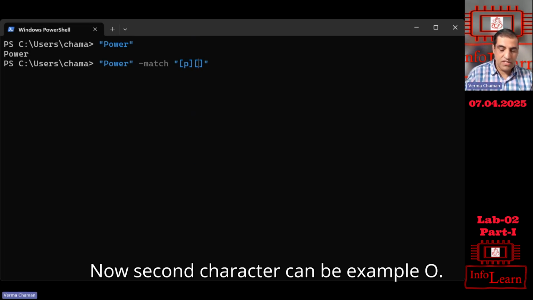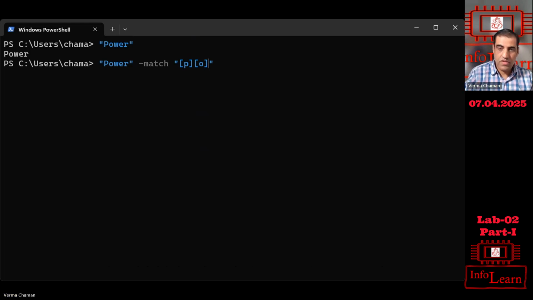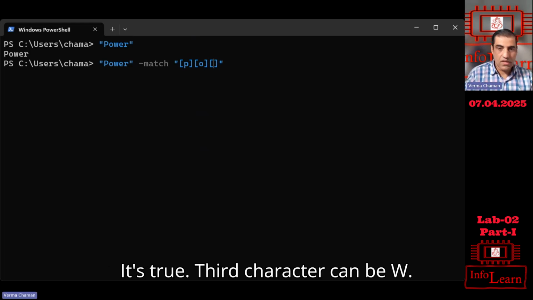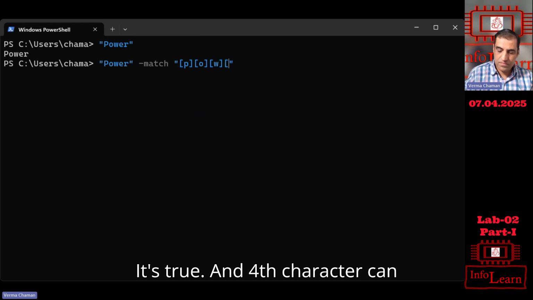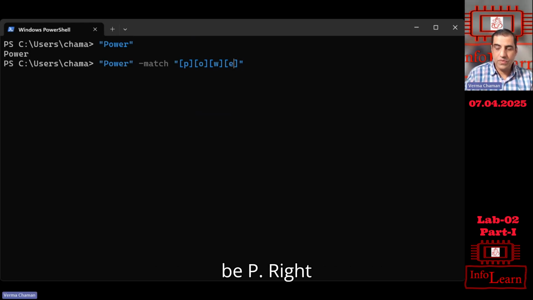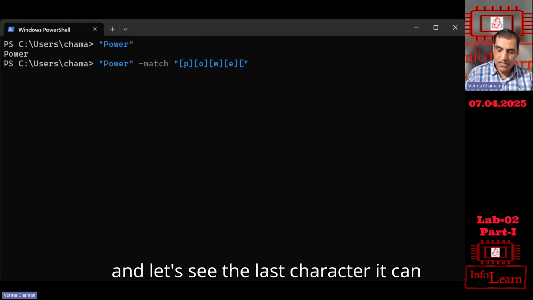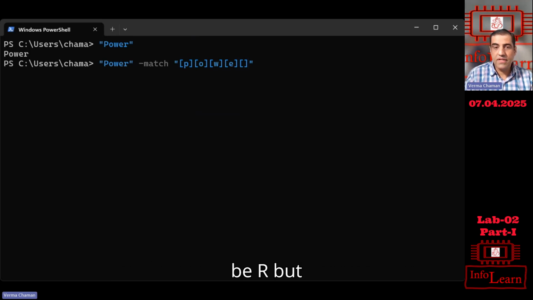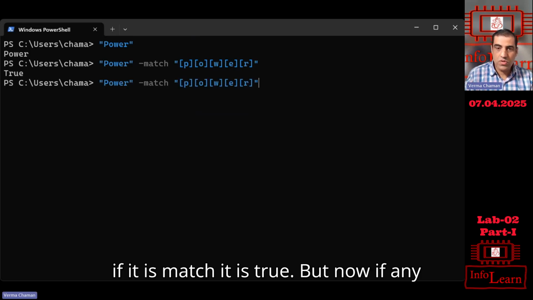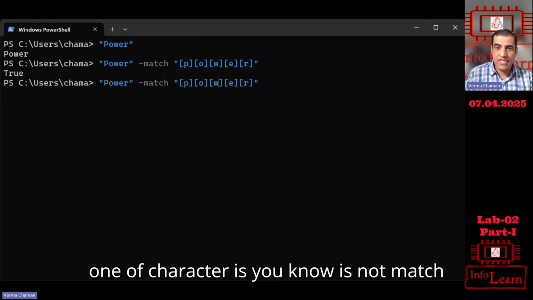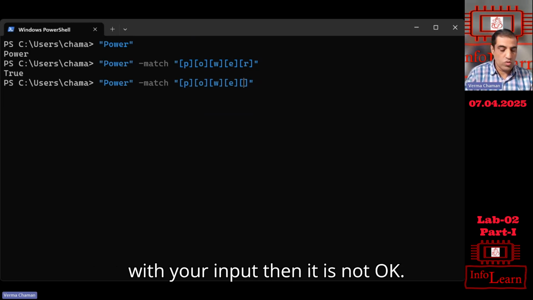Now the second character can be, for example, O. It's true. The third character can be W. It's true. And the fourth character can be E. Right? And let's see the last character. It can be R. If it matches, it is true. But now if any one character does not match your input, then it is not okay.